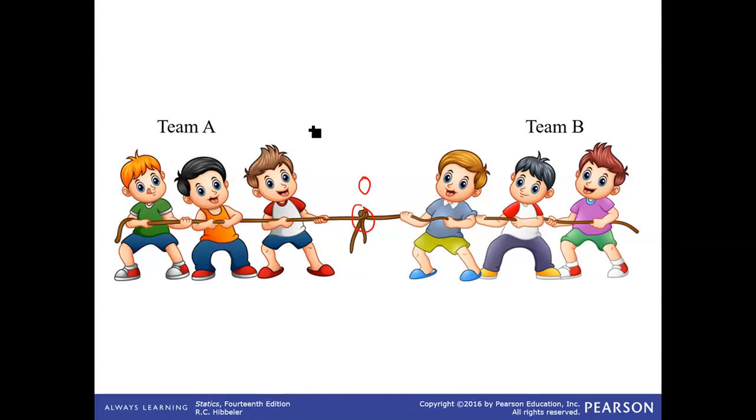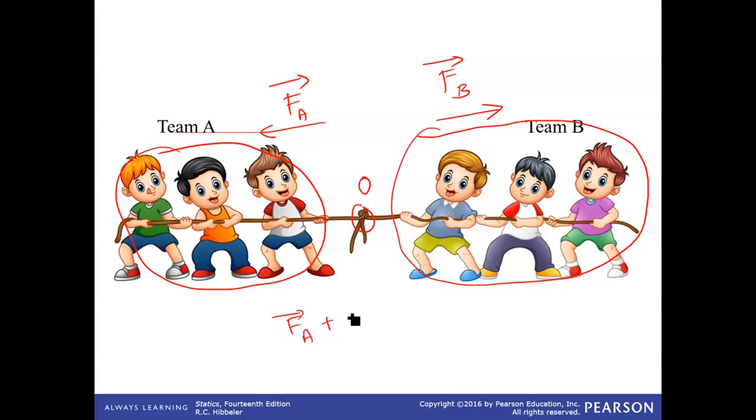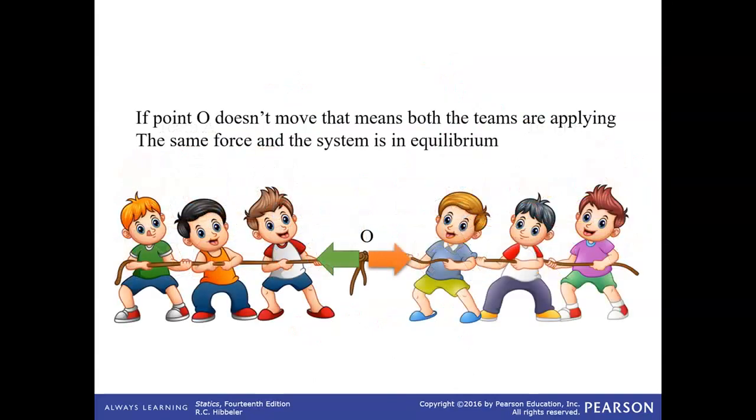And when that's the case, we can say that the force applied by team A in this direction is the same as the force applied by team B in this direction. We know that force is a vector, so we can write this as force Fa, which is the total force applied by all the three members of team A, is equal to force Fb, which is the total force applied by all the members of team B. And as a result, we can say that force A plus force B is equal to 0, which is the resultant force of the two forces, and this is called the equation of equilibrium. So if point O doesn't move, then both teams are applying the same force, and that results in the system being in equilibrium.